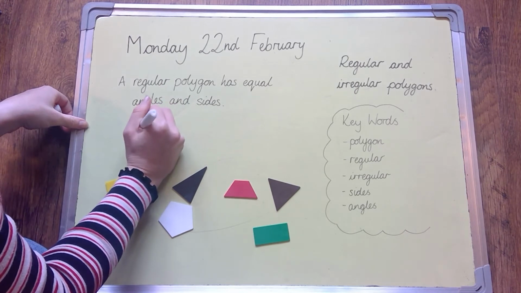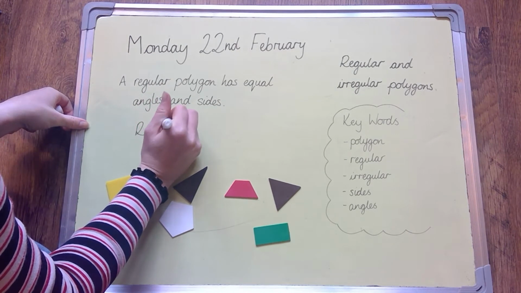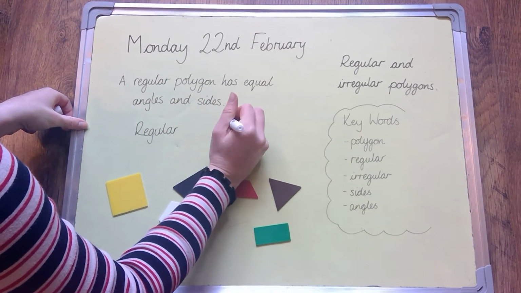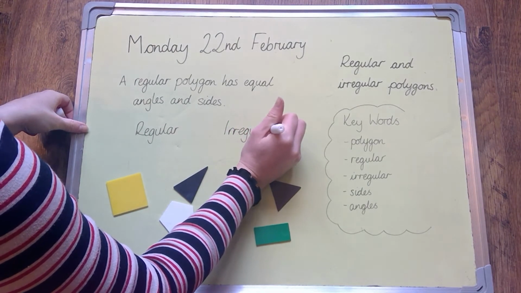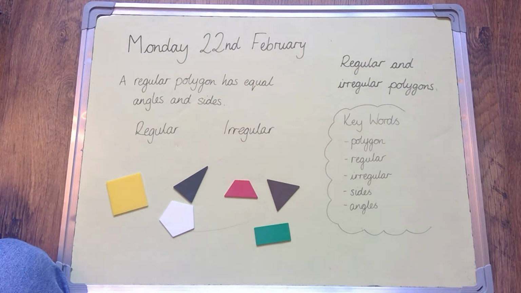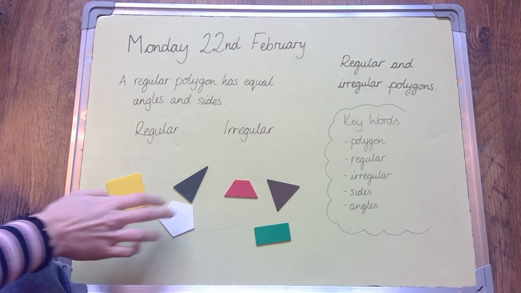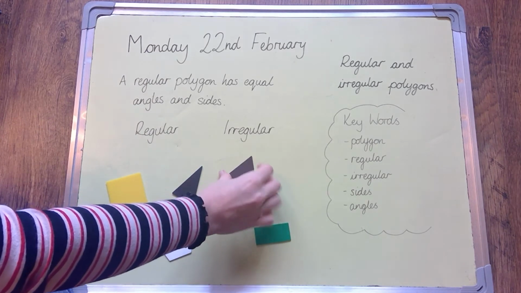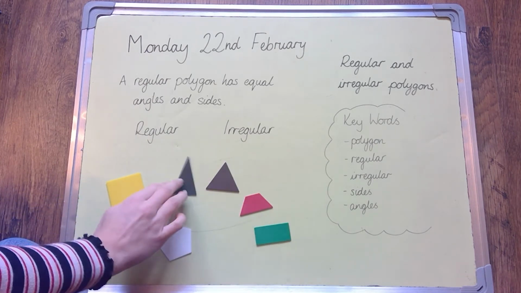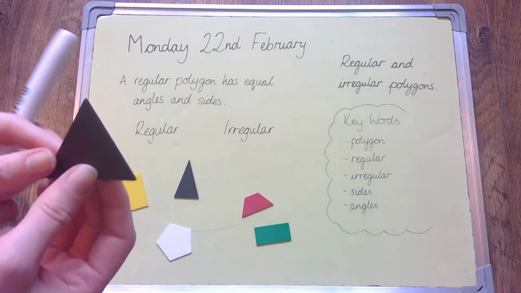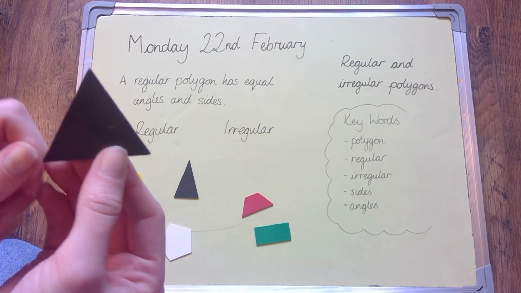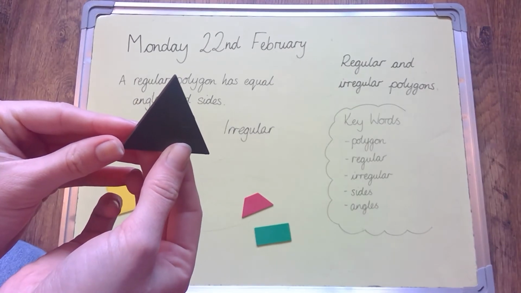Okay, so I've got a little selection here, and we're going to be putting them into regular and irregular. So if we have a little look at one together, and then you can have a little think about which side they need to go in. So starting with this triangle here, so you can see that I've got two different triangles. We're going to start with this one here.